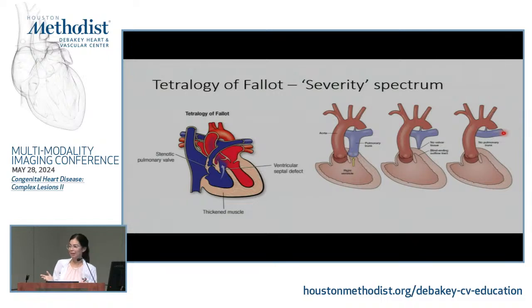Imagine the repair in these cases involves reconstructing the main PA, the branch PAs, and disconnecting all these anomalous vessels from the aorta and connecting them to the newly created main PA and branch PA, yeah? And that's called unifocalization. It's very challenging. And these patients may develop something down the line that is not very frequent in tetralogy of Fallot.